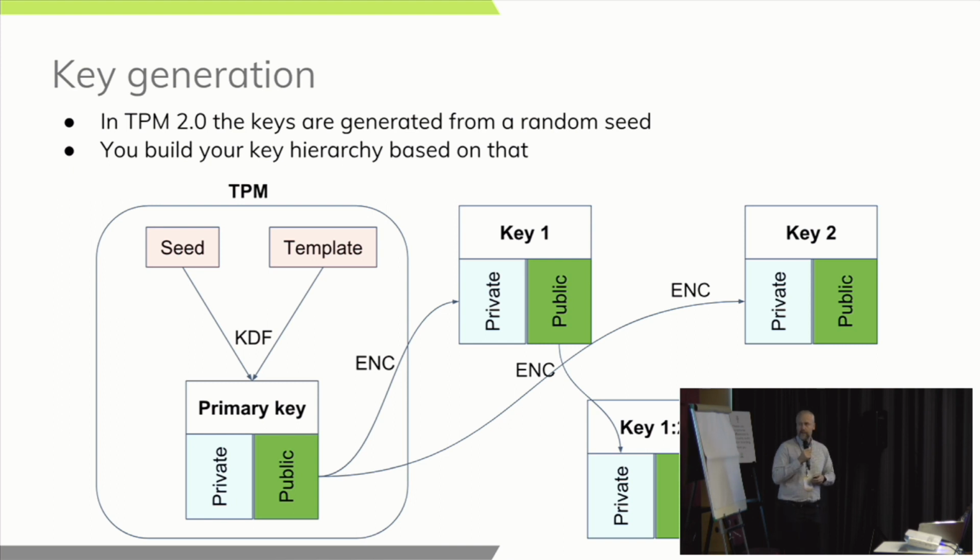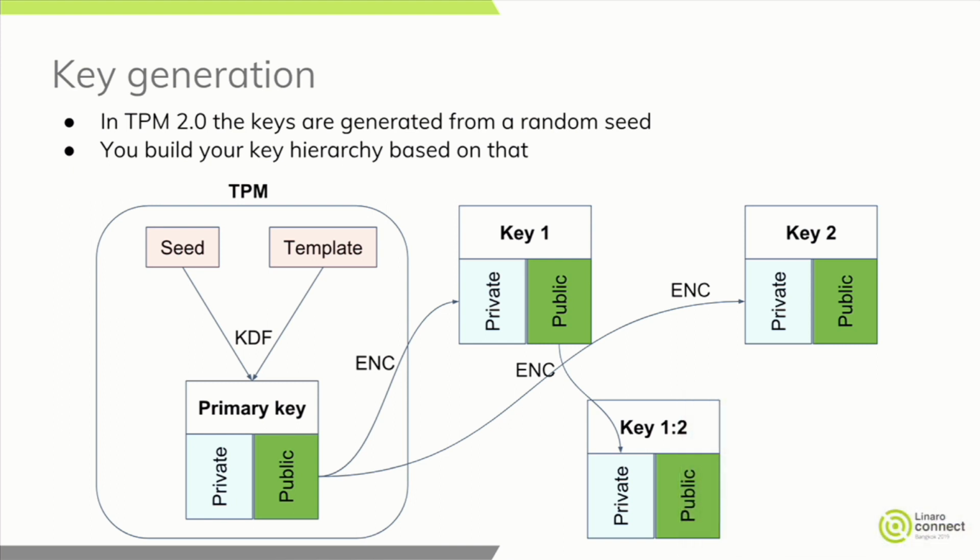So when it comes to the key generation, as I said, you're using this seed. So this is the TPM itself. On the different hierarchies, there are 4 different hierarchies that you can use, depending on if you're a user or a platform vendor and so on. But you take the seed and you take the template and you run it through a key derivation function, and you get a primary key.